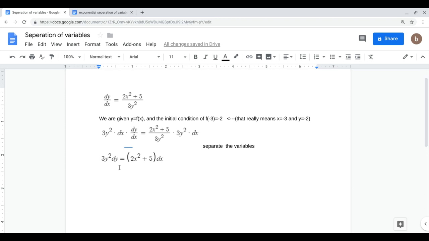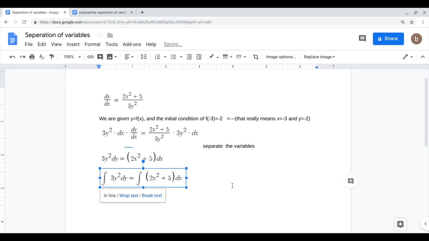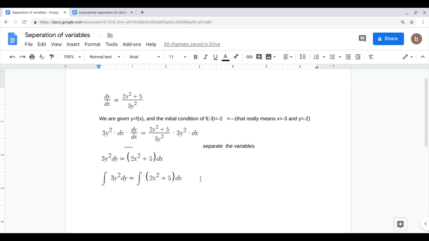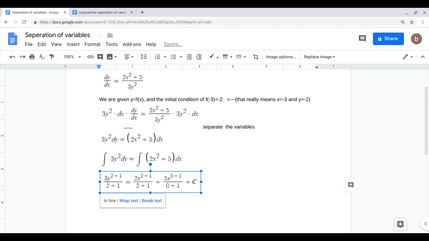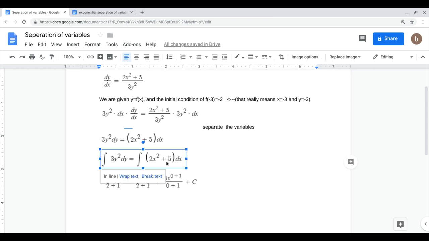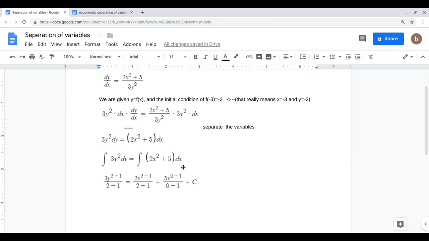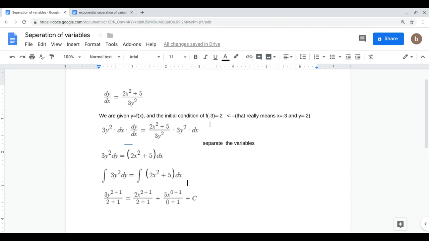Once we have the variables separated, we can now integrate. So now that we can integrate, we will integrate both sides. And we integrated an indefinite integral. An indefinite integral leaves us with a constant. We don't know what that constant is, but since we're given this initial condition, this point, we can find out what this particular solution is with this initial condition.